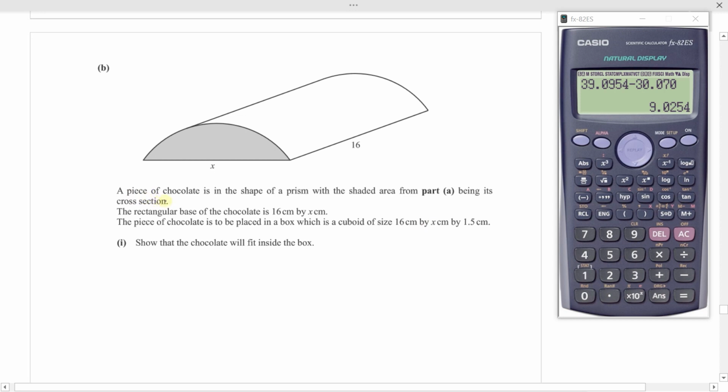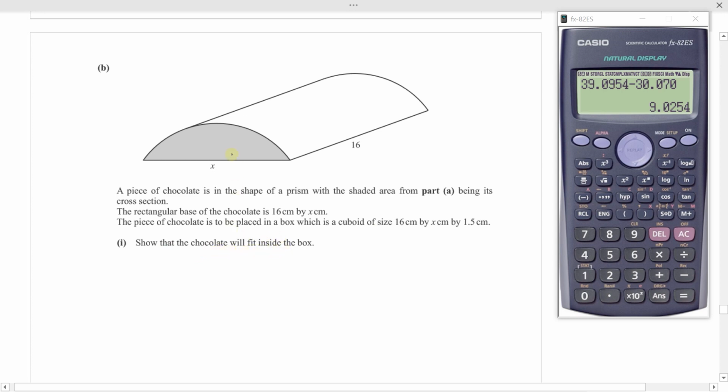Part B. A piece of chocolate in the shape of a prism with the shaded area of part A being its cross section. The rectangular base of the chocolate is 16 by x. The piece of chocolate is to be placed in a box which is a cuboid of size 16 by x by 1.5. Show that the chocolate will fit inside the box.